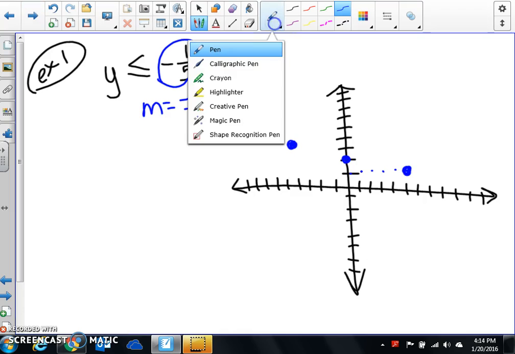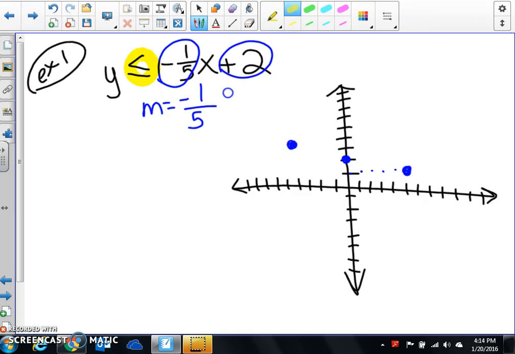Okay. Now, I've got to look at the inequality. It's got that equal sign under there. So I know it's a solid line. It's a solid line.